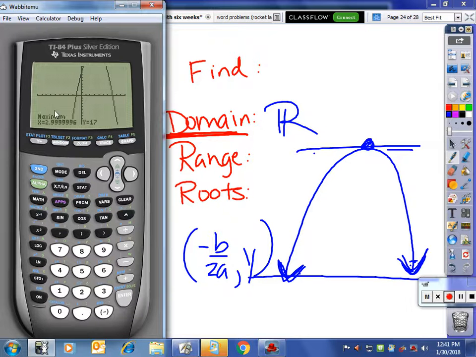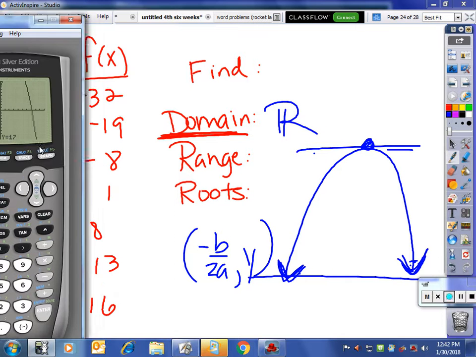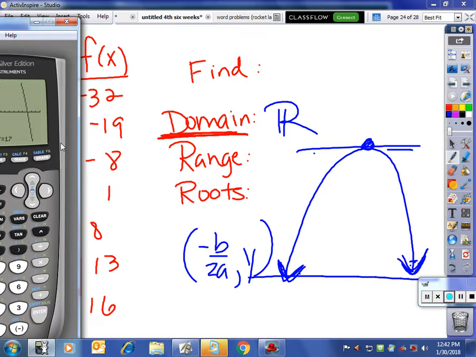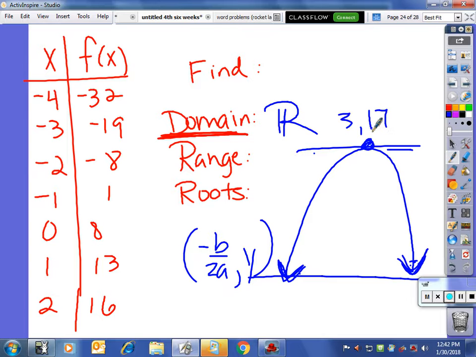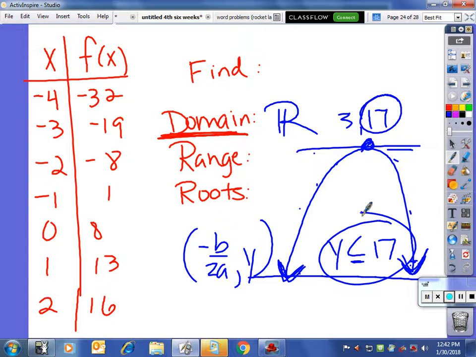The only thing about the calculator way is the x value isn't very accurate, always. What is the actual x value? 3. And do we even need that? Not for range. Range doesn't care about x's at all. It cares about y's. So what's the very highest this parabola will ever get is 17. And what are all the other y values compared to that? They are all less than or equal to 17. Are we good with that?